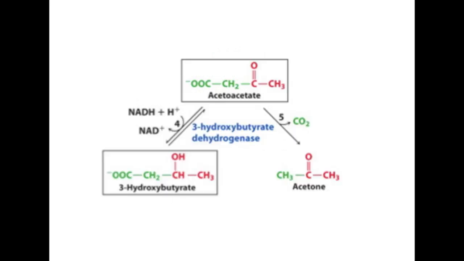One of 2 things can happen to acetoacetate. It can either undergo an enzyme-catalyzed oxidation-reduction reaction in which NADH and hydrogen ion are oxidized as acetoacetate is reduced to 3-hydroxybutyrate, or it can undergo non-enzymatic decarboxylation, which produces one molecule of CO2 and one molecule of acetone. Acetoacetate and 3-hydroxybutyrate are useful to the body, whereas acetone is really just a waste product.